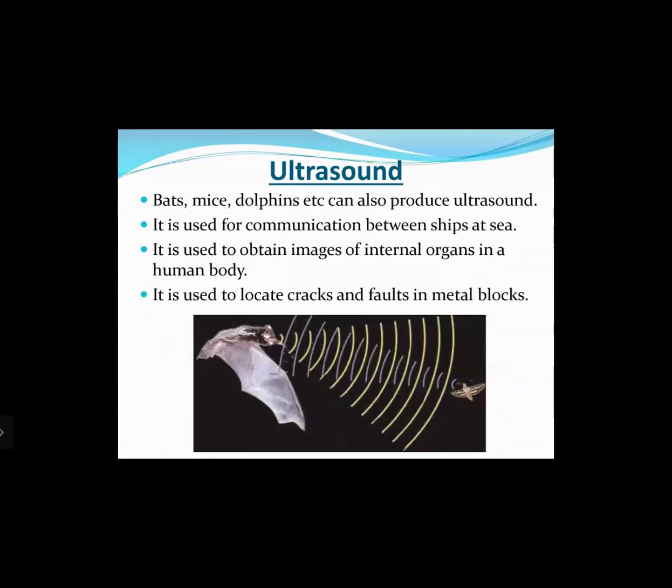Bats, mice, dolphins, etc. can also produce ultrasound. Ultrasound is also used for communication between ships at sea, where you do not have any cellular services or internet facilities, right? Then it is used to obtain images of internal organs in a human body, which we have studied in the concept of sonography. Then ultrasound is also used to locate cracks and faults in metal blocks. As you can see in the diagram here, the bats make use of ultrasound to detect the location of prey, that is, to find food.